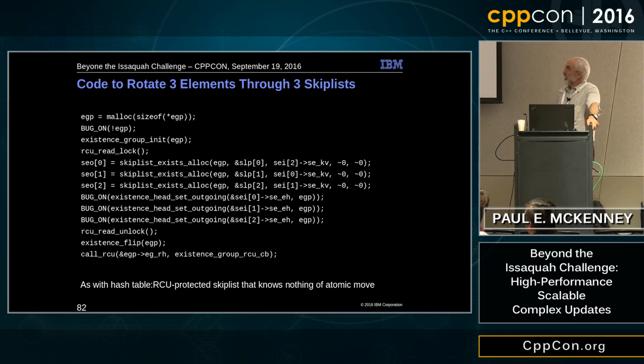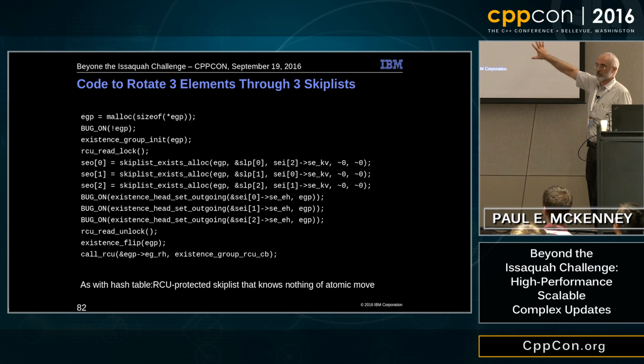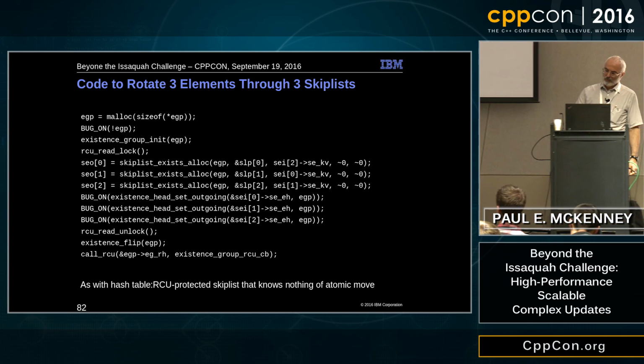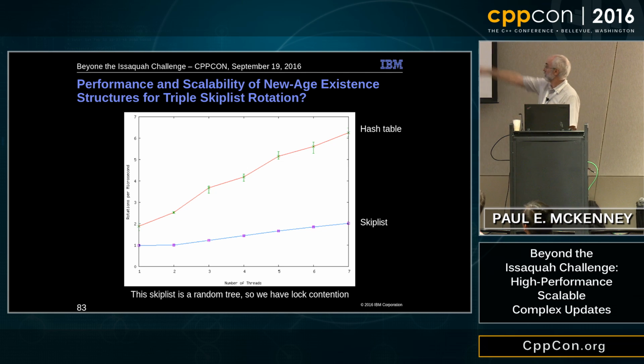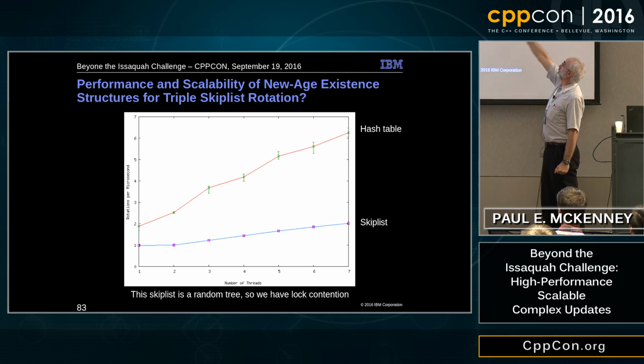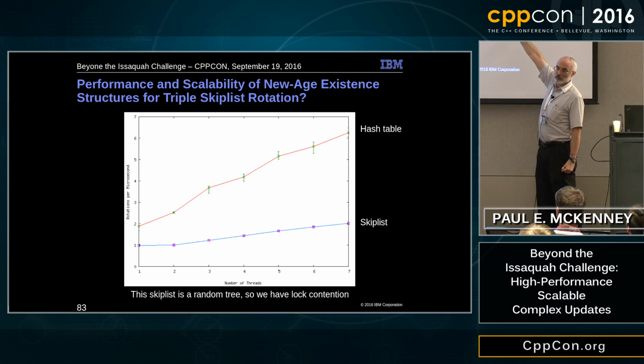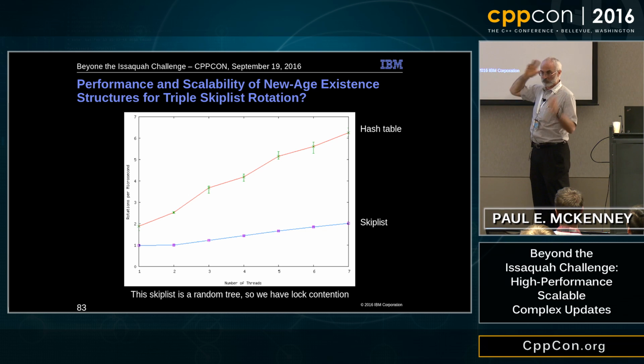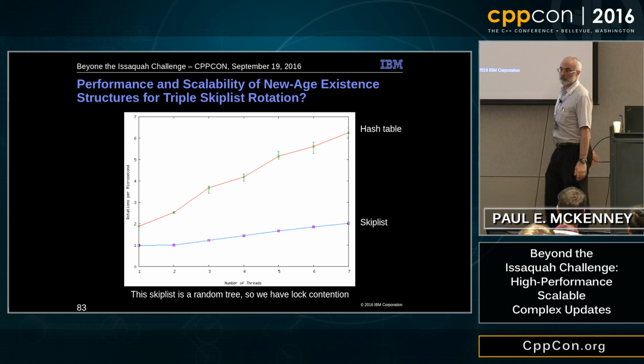Anyway, again, this skip list is just an RCU protected skip list. It knows nothing of atomic moves or anything like that. It's just there, and this wrapper puts all that stuff on top of it. Unfortunately, its scalability really is horrible. And what's happening here is with the hash table, I very carefully avoid any contention. And with the skip list, I could make it avoid the contention, but I just let it randomly choose stuff. And so we do have contention, and therefore we have the line there.